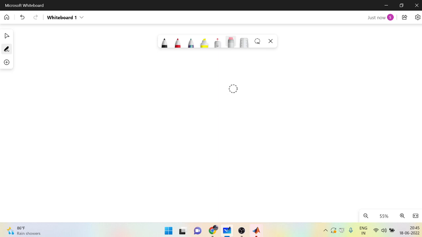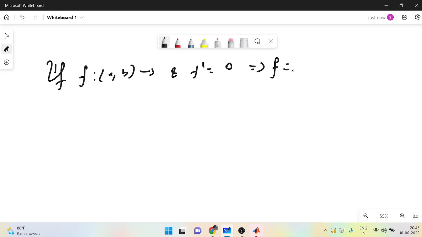Now I'll just state a theorem. If f is weakly differentiable and f dash is 0, that is, the weak derivative of f is 0, this implies f is almost constant.